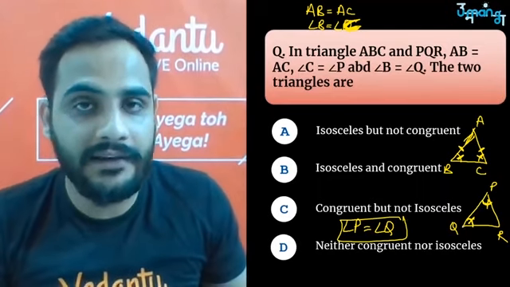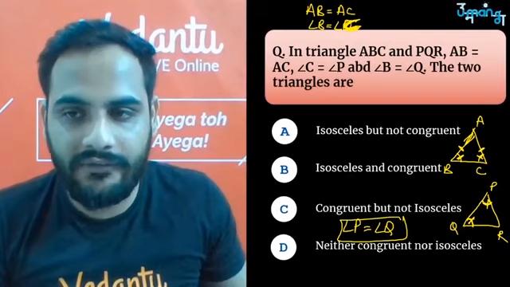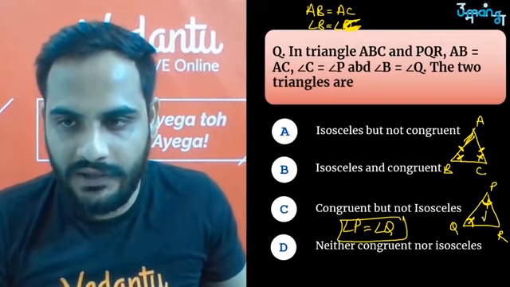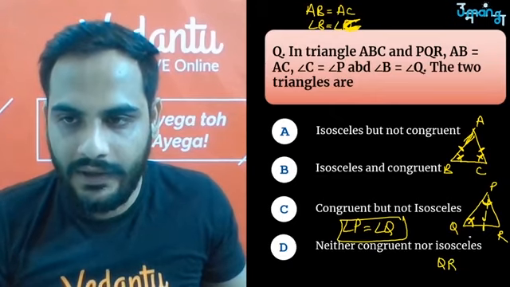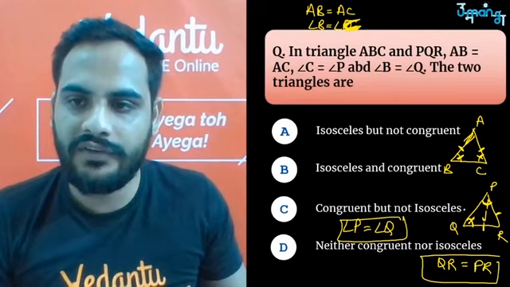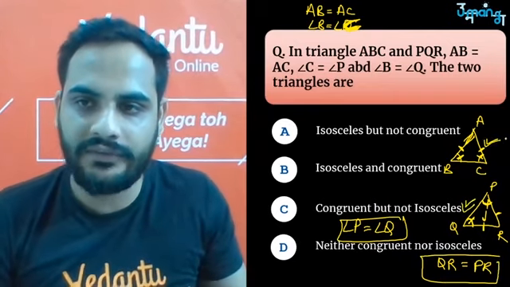So if angle P and angle Q are equal, I can say if two angles are equal, the sides opposite to them will be equal. Opposite to angle P you have side QR, and opposite to angle Q you have side PR. So QR is equal to PR. So this is also an isosceles triangle.